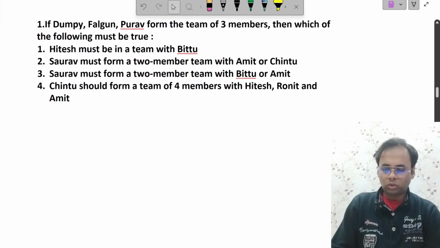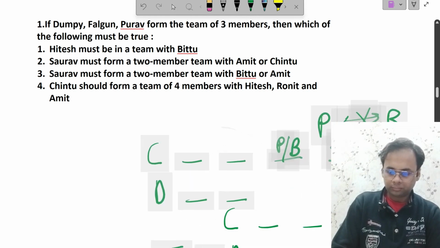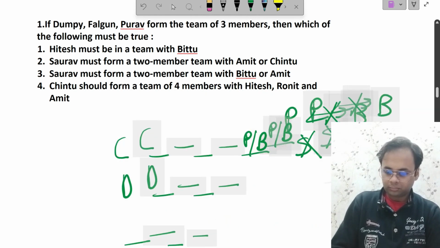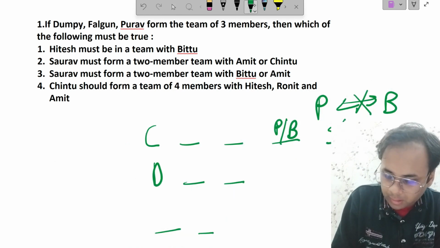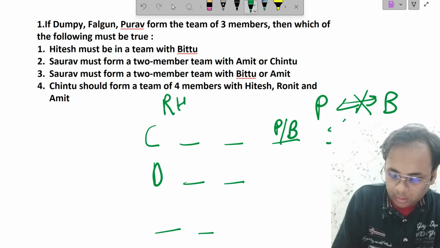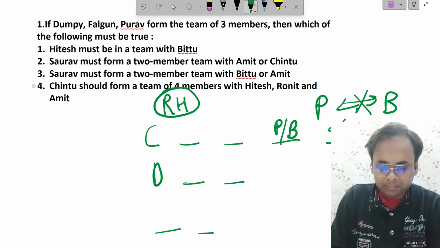Okay, so we go to the first question. There was another condition which was not copied, like R and H must be together. So R and H have to be together. Okay, so let us see.